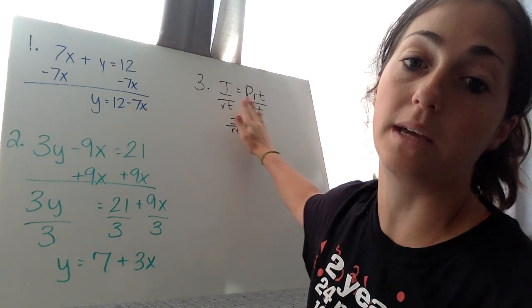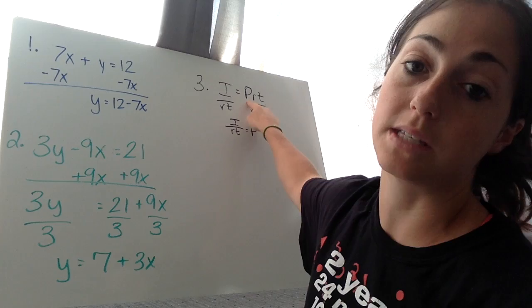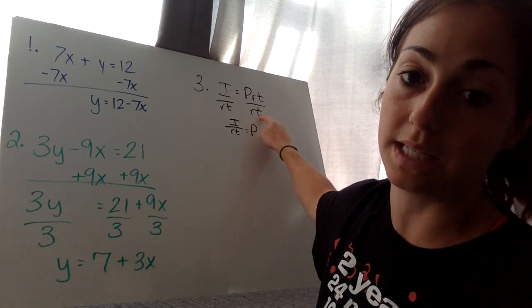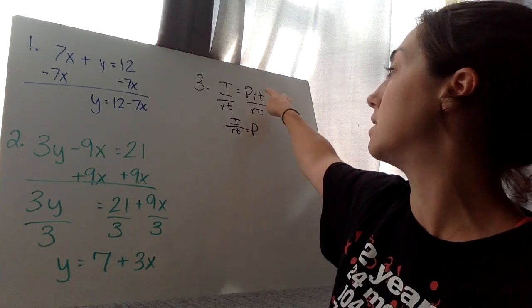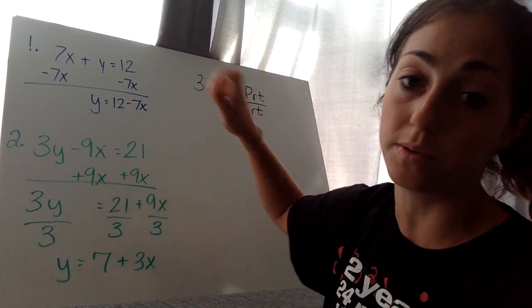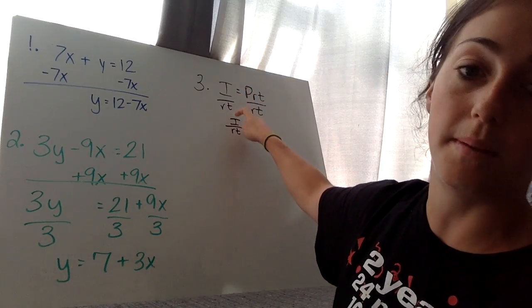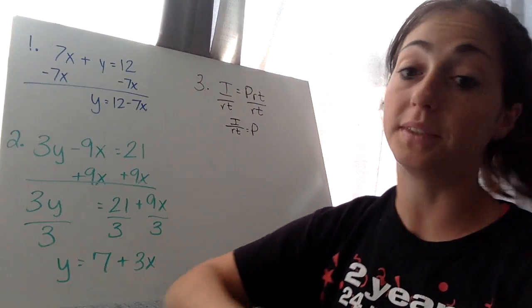Last but not least, I have I equals PRT. I want to solve for P, so I need to eliminate the R and the T. Because they're being multiplied, I can divide them at the same time. R divided by R cancels. T divided by T cancels. If I do it to the right, I got to do it to the left. That equals I divided by RT equals P. Done, done, and done.